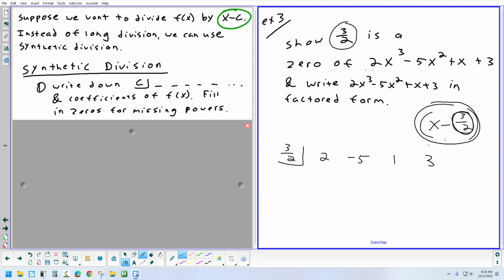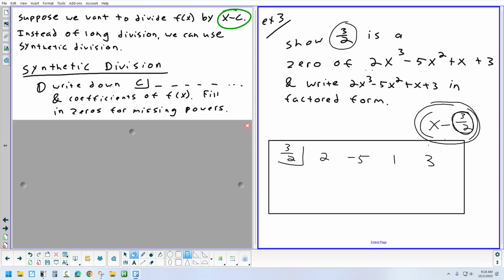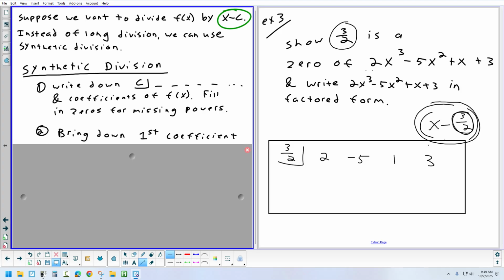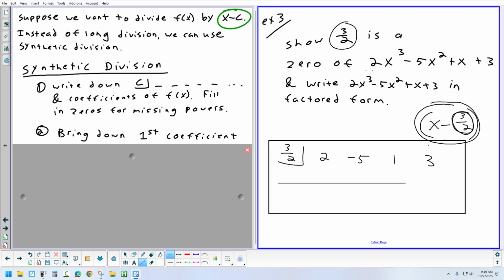That's the setup. One nice thing about synthetic division, it's all going to fit in a very small space. Everything we do is going to fit in that box. It's not like long division where it just keeps going down to the right. They take up a lot of space. Okay, this doesn't. So we got that. And what we're going to do is bring down the first coefficient. So put a line like that, and bring down the first coefficient like this. Okay, so that's the first thing.